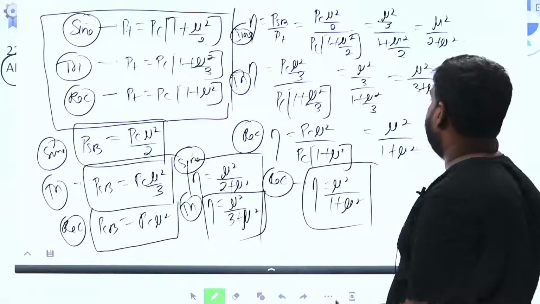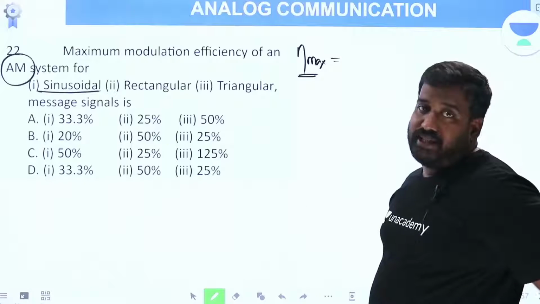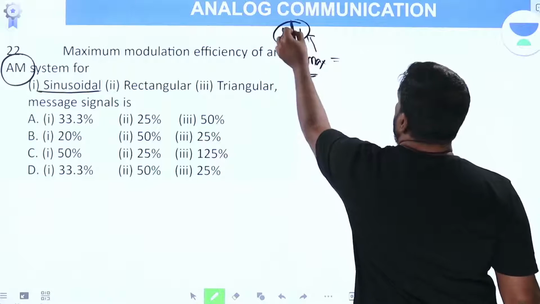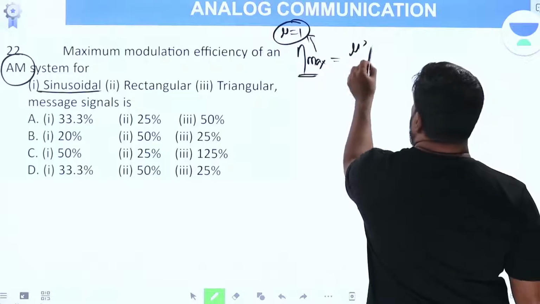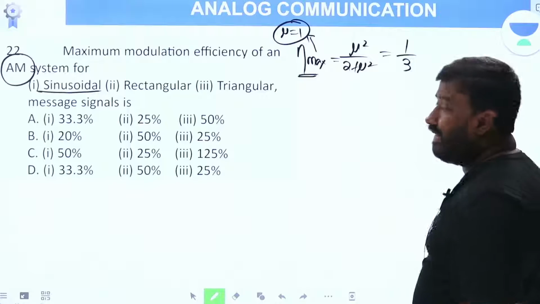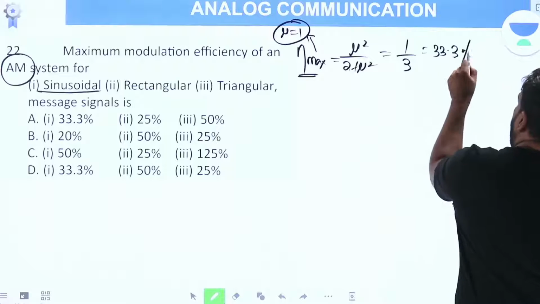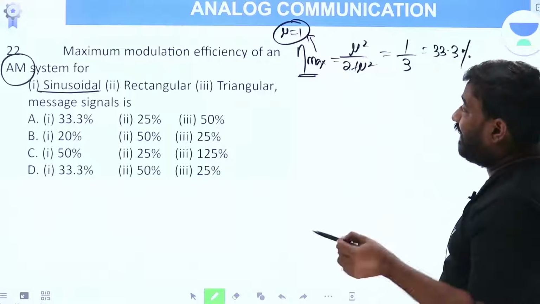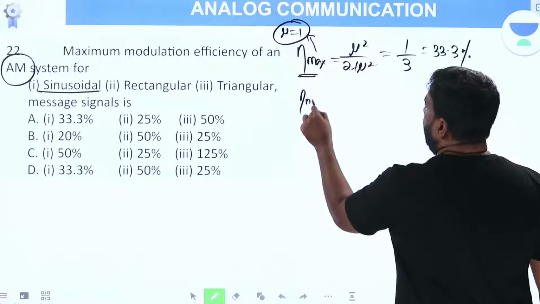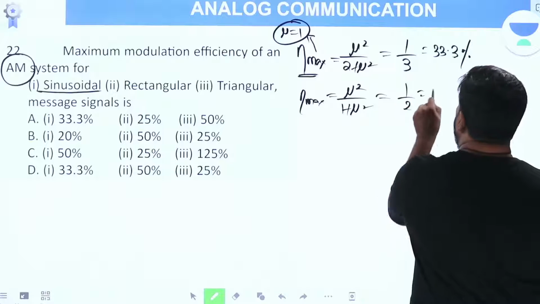Okay, now we'll go back to the question. What is asked in the question? He's asking modulation efficiency. Maximum modulation efficiency you will get when mu is 1. For sinusoidal input, it is mu square by 2 plus mu square. Mu is 1, therefore it is 1 by 3. In terms of percentage, multiply by 100, 33.3%. Next is rectangular input. Don't be in a hurry. See the input first. For rectangular input, eta max is mu square by 1 plus mu square. Mu is 1, 1 by 2, 50%.